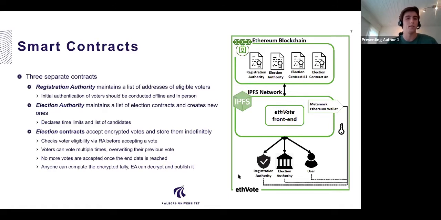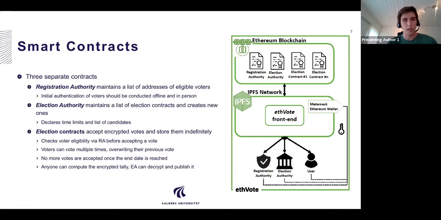And this will simply store the list of addresses that are registered offline. And then there's the election authority, which is maintaining a list of actual election contracts and is responsible for creating new ones and defining the restrictions of it, such as time limits, list of candidates, and so on. And then the actual heart of the system is the election contract itself, which accepts encrypted votes from voters and stores them on the blockchain.